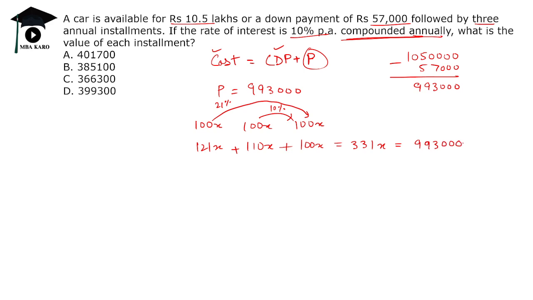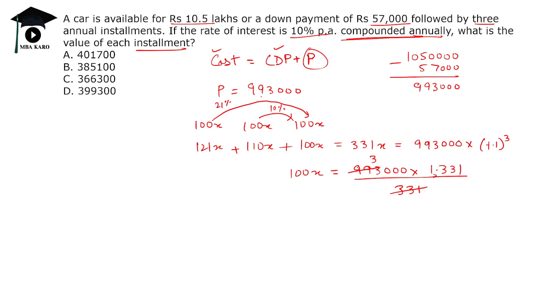That is equal to 993,000, this was the principal amount, into 1.1 whole cube. Okay, because 10% rate of interest. So this is the amount formula. So we need to find the installment. So we need to find 100x. So 100x will be 993,000 by 1.1 whole cube, or we can say that it is 1.331 upon 3.31. So 331 into 3 is 993.